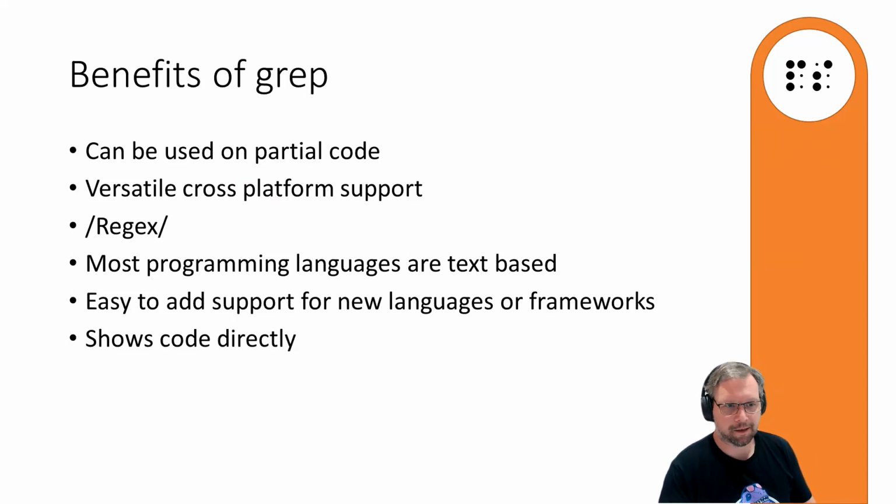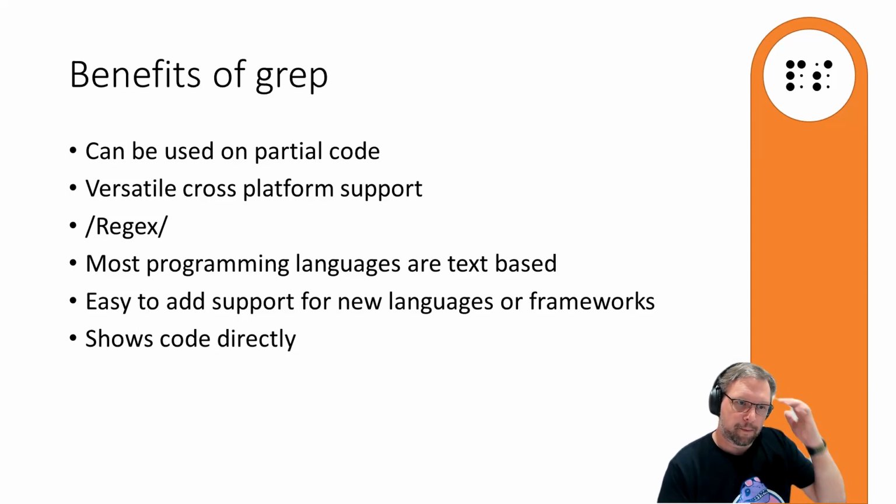That changes a little bit with regular expressions, but most of them have some form of regular expression support. And grep, and I guess to some extent the regular expression, they're very good at text matching. And luckily for us, most programming languages are text-based. And because we're doing text matching rather than analyzing code on a semantic level, it's very easy to add support for new languages or frameworks.